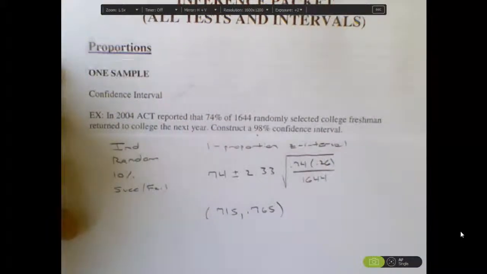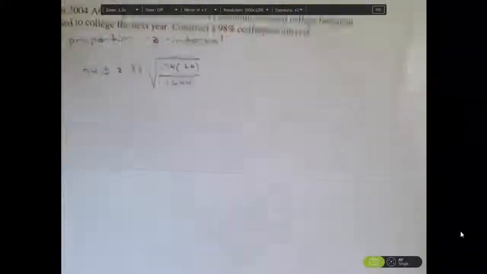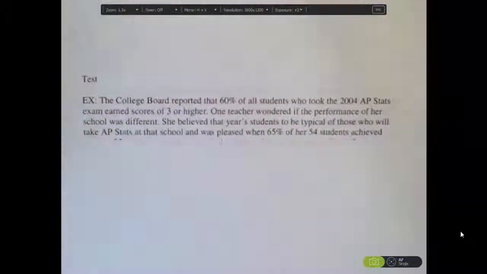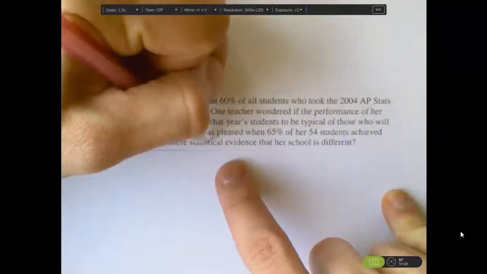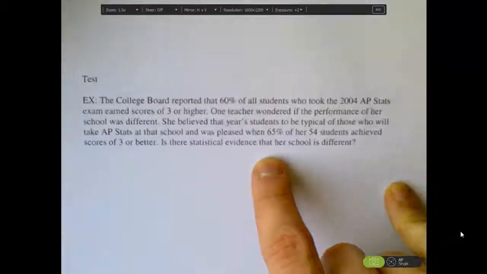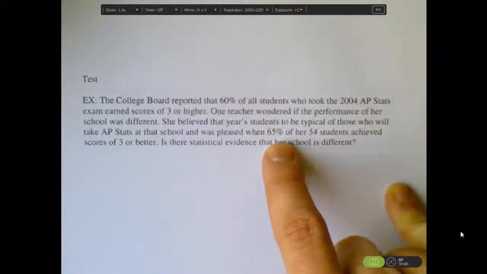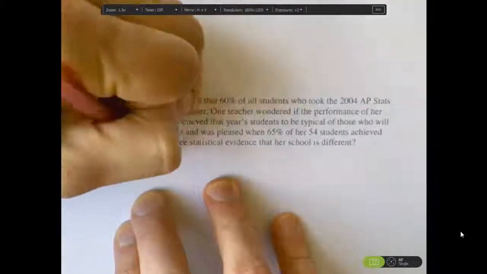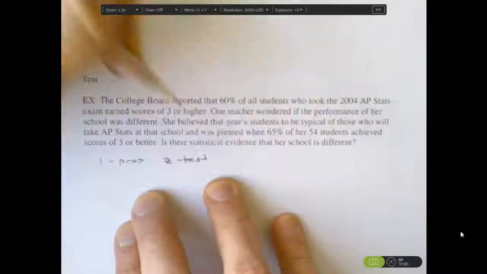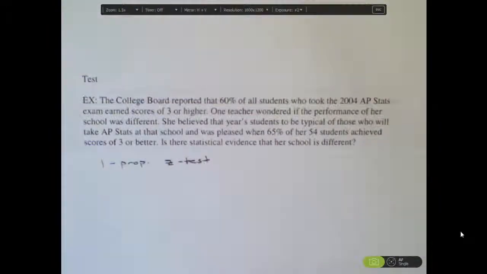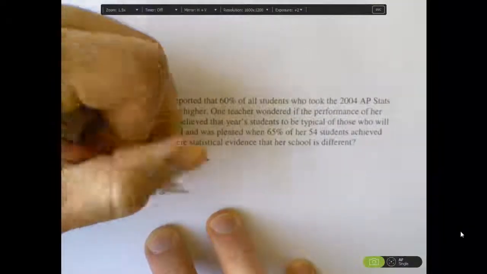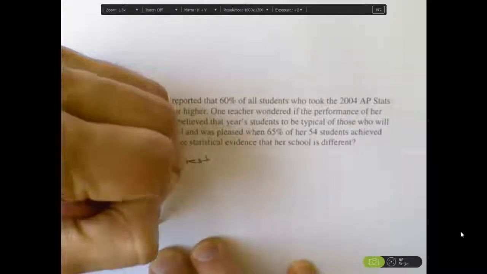All right, let's look at the next question. Okay, now what we want to know is there statistical evidence that her school is different. We have one proportion, one variable, one sample. So this is going to be a one proportion Z test. So going through this, my conditions are going to be exactly the same as they were. Independence, random, 10%, and success fail.